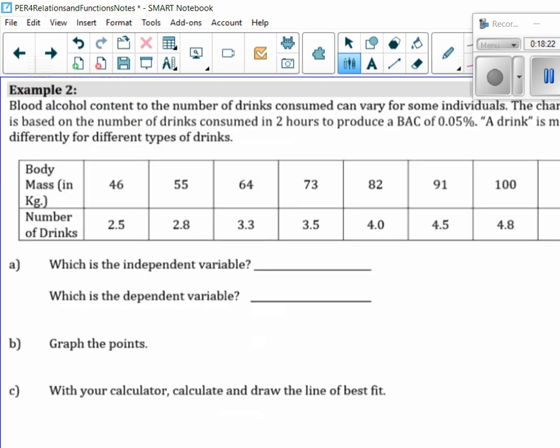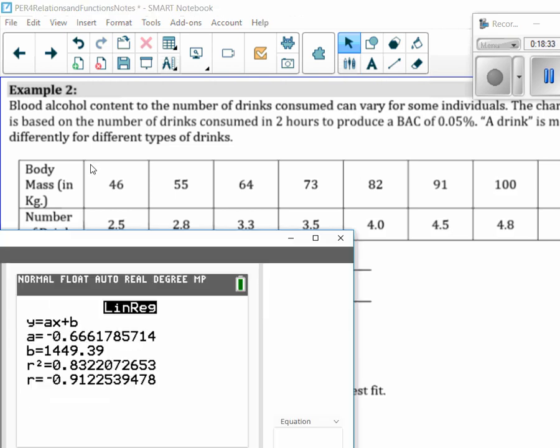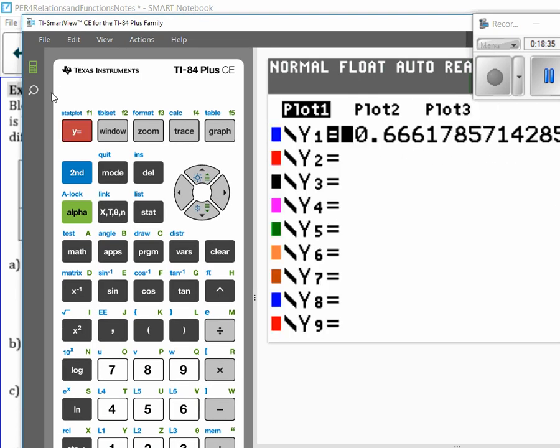Now we're going to do example 2. So before we continue with our calculator, we want to clear the y1. So how do I get to y1? Press y equals, get rid of this garbage there. Okay? So just press clear.